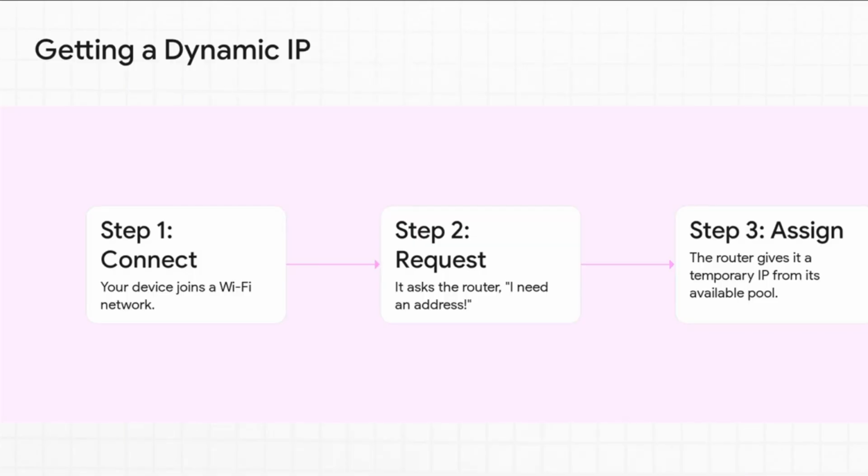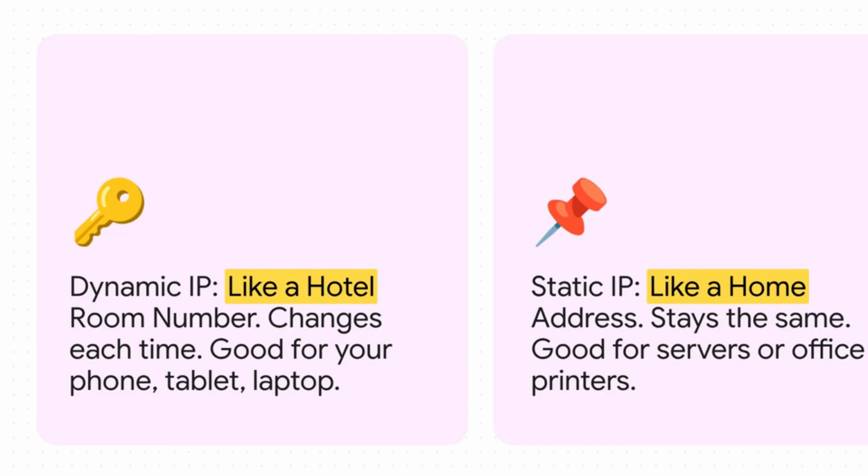The whole thing is super simple and totally automatic. Your phone connects, it basically yells out to the router, "Hey, I need an address." And the router just gives you one from its list of available numbers. And when you leave and come back later, you'll probably get a totally different one. But of course, sometimes you need something a bit more permanent. That's where a static IP comes in. So while your phone is perfectly happy with a temporary hotel room number, a big company's website or maybe the printer at your office needs a permanent home address so other computers can find it every single time.